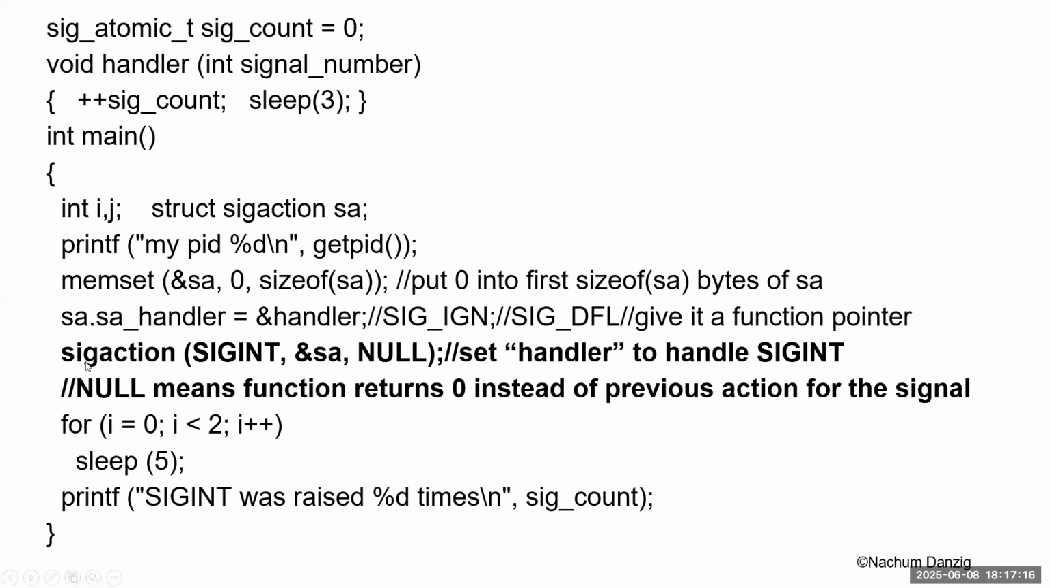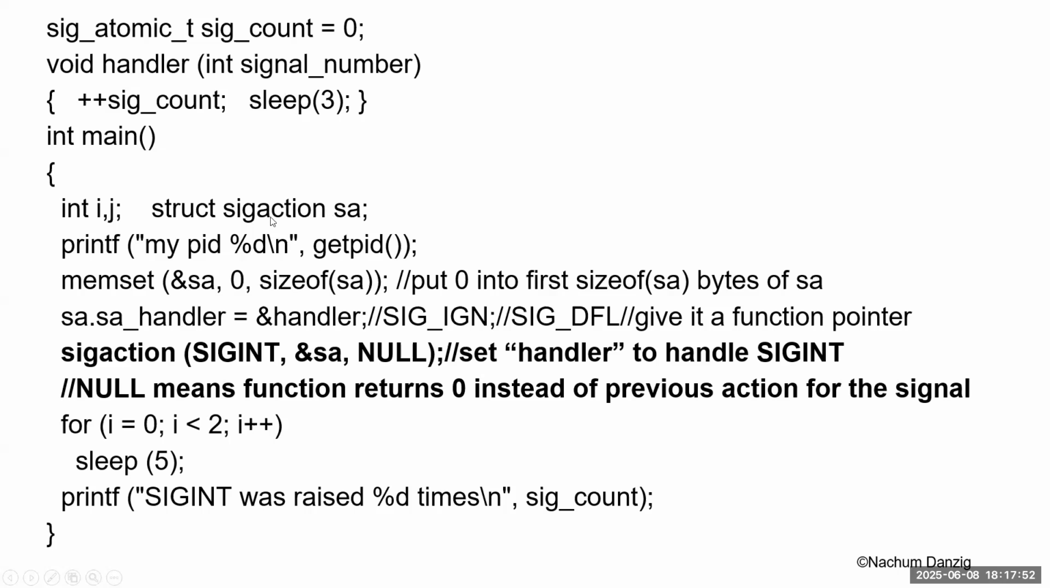Here, let's just go straight to the line. Here we see it only has 3 parameters. SA stands for sigaction. SIGINT is the signal I want to reassign. NULL we can ignore. What is SA? Well, SA is a struct. Notice that SA is defined as struct sigaction SA. So we have this instance of the structure sigaction.